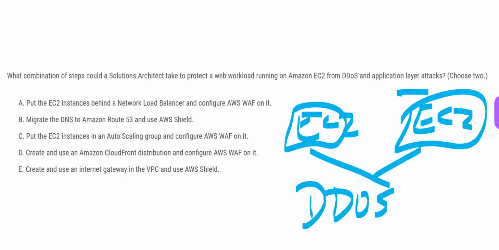Right now we have the option where you migrate the DNS to Route 53 and use Shield. See, the first reason you are migrating the DNS to Route 53 is that you are telling Route 53, buddy, you decide where to send the data, and you use Shield so that the environment is protected. So this should be our first answer.